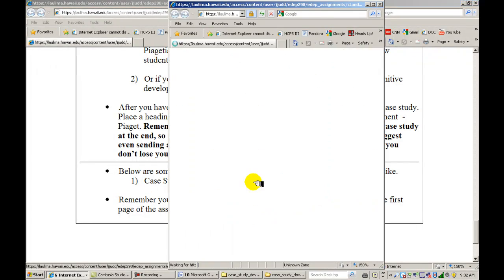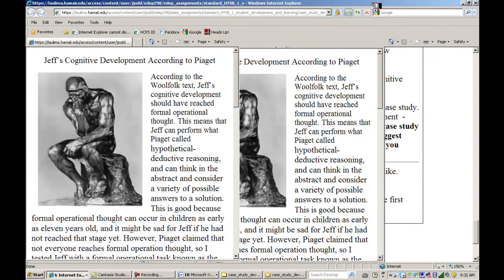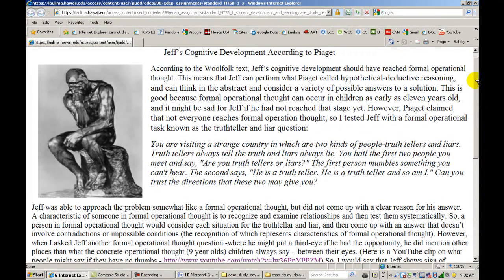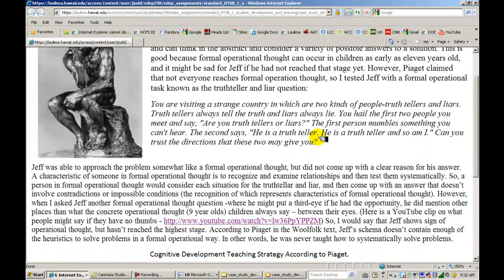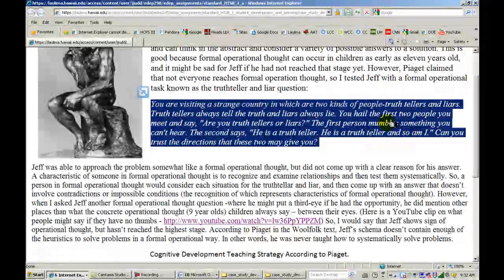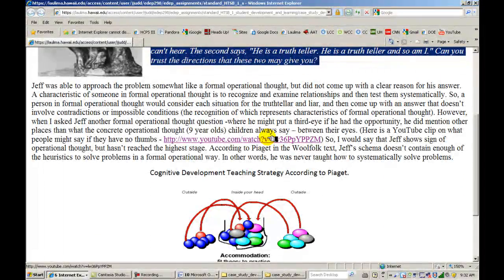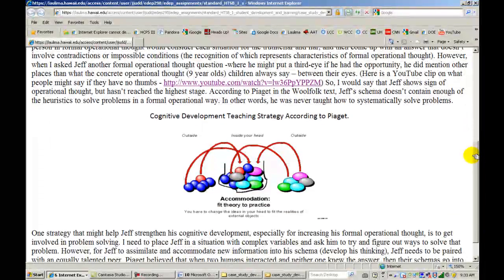So we're going to have our example of Jeff, and Jeff should be, according to Piaget, in hypothetical deductive reasoning, or what we call formal operational thought. That means that Jeff can think in the abstract and consider a variety of possible answers. And so to test Jeff, we give him this scenario in which he has to consider multiple problems, and also a YouTube clip in which we may say, what would people say if they had no thumbs? And from those answers you can deduce what level that child or client is at.